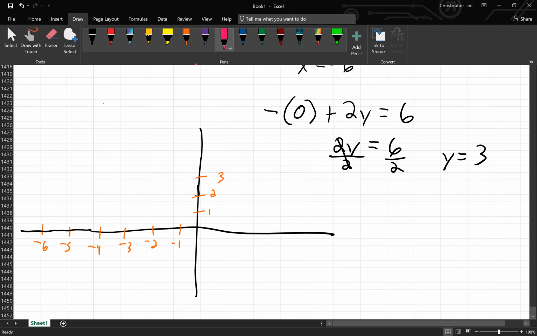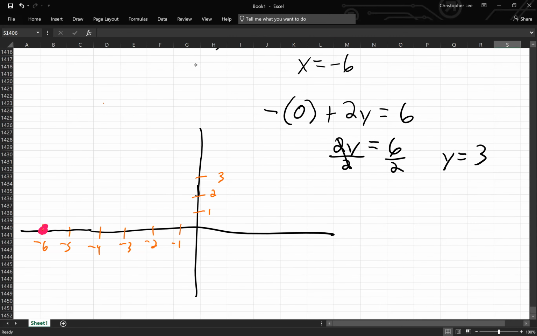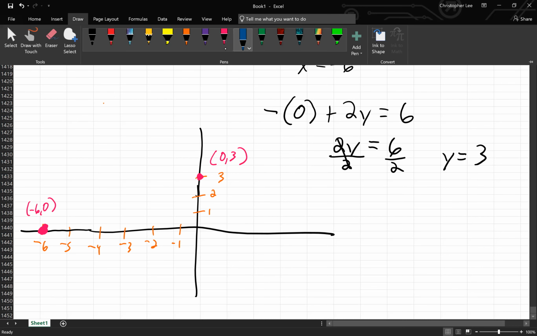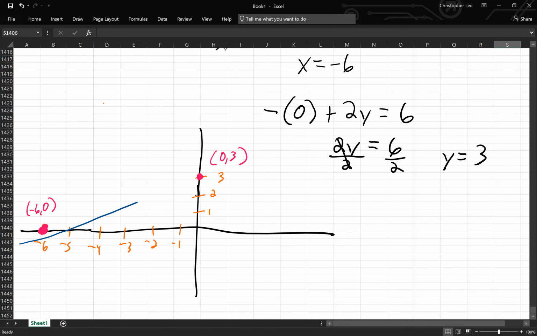So I have my x-intercept over here, which is -6 comma 0. I have my y-intercept over here, which is 0 comma 3. From those 2 points, I could find a straight edge and just graph these two just like that. And that's my whole line right there.